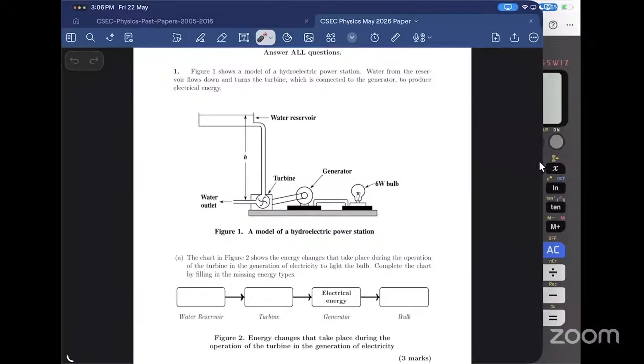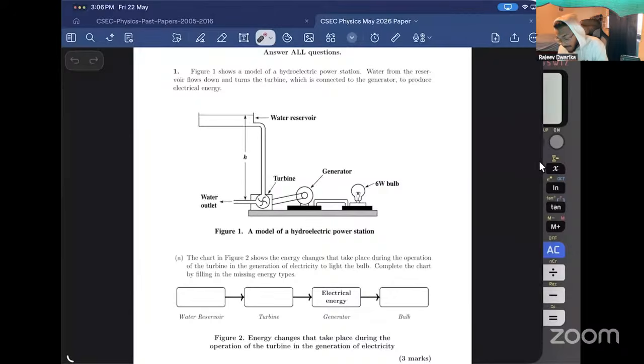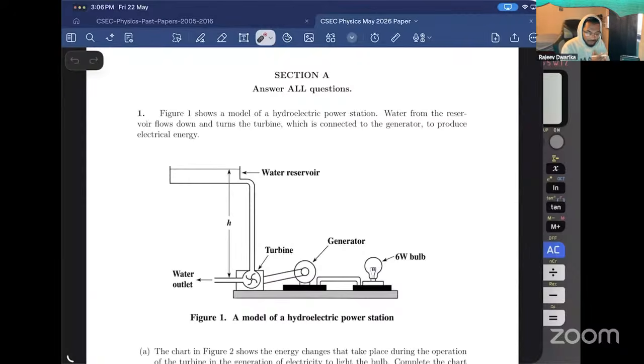Okay, so this video is just a quick run through of the May-June 2026 physics paper 2. Real quick run through. I'll make a more in-depth video at a later point in time. Alright, let me go. Figure 1 shows a model of a hydroelectric power station.